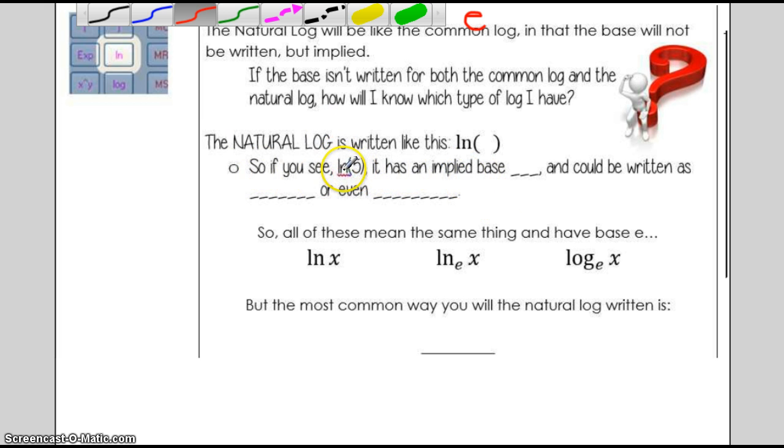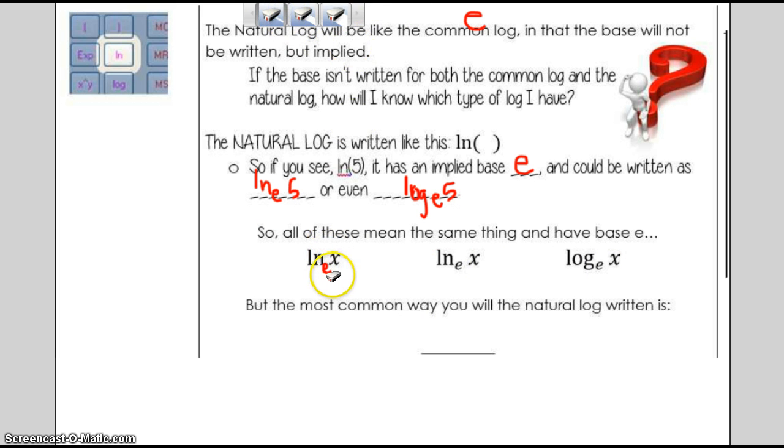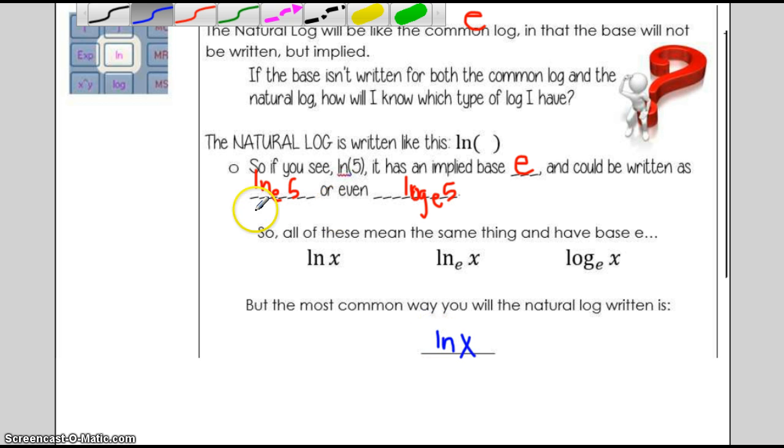So if you see ln, which is natural log of 5, it's got that implied base e, and it could be written as ln base e of 5, or even just log base e of 5. So these all mean the same thing. They're all base e. It could be nothing there, which implies that there is that e there, or written with the e, or a log base e of x. They're all the same thing. But the most common way you're going to see it, unfortunately, is where it's not written. So that ln button on your calculator stands for the natural log, which is a base of e.